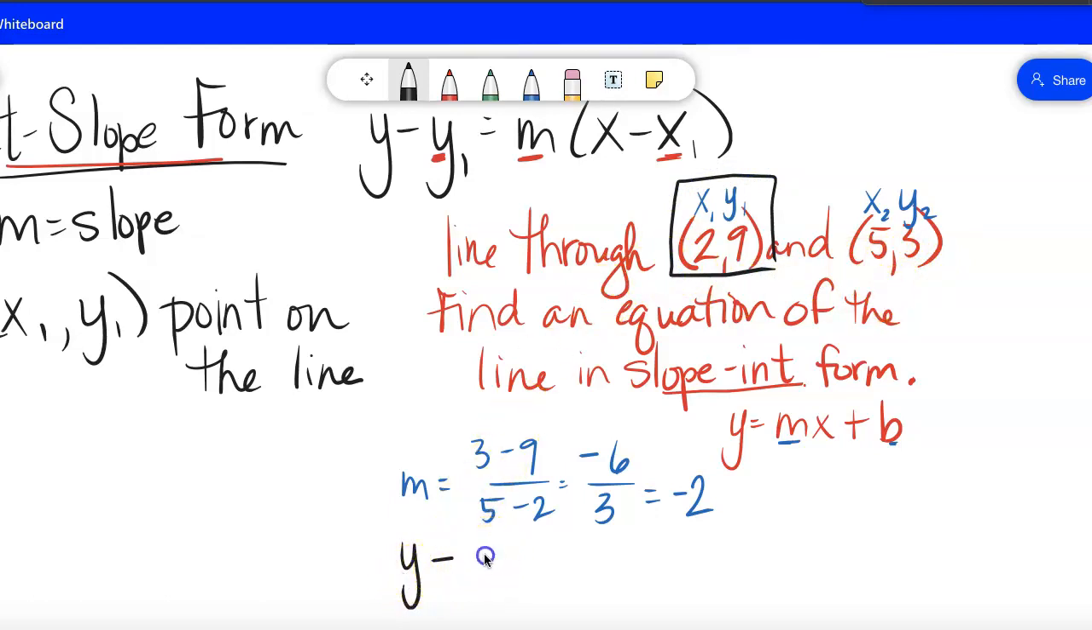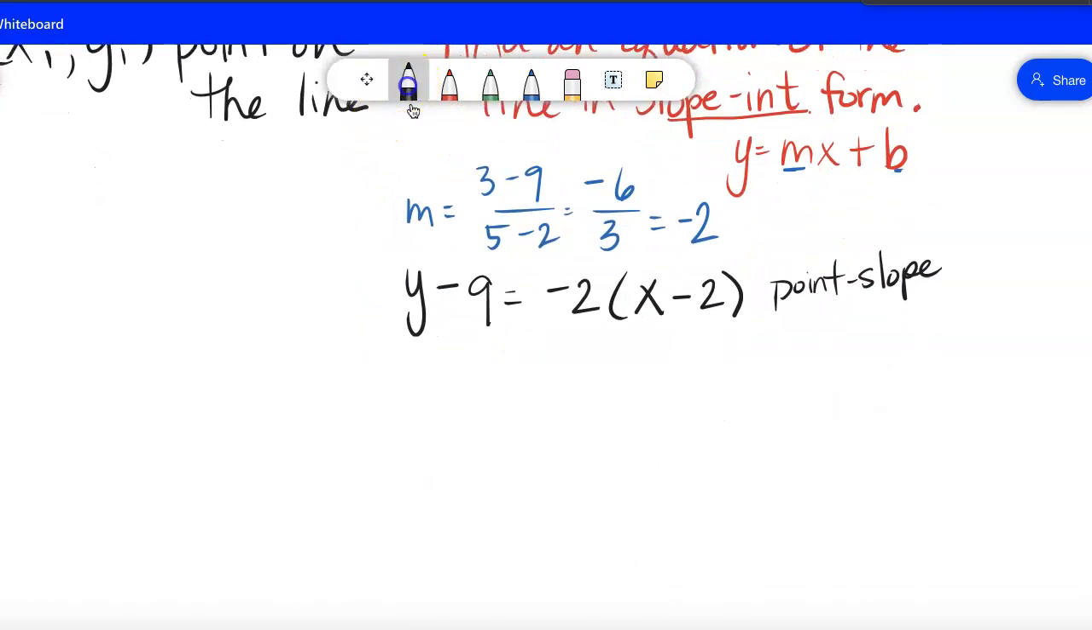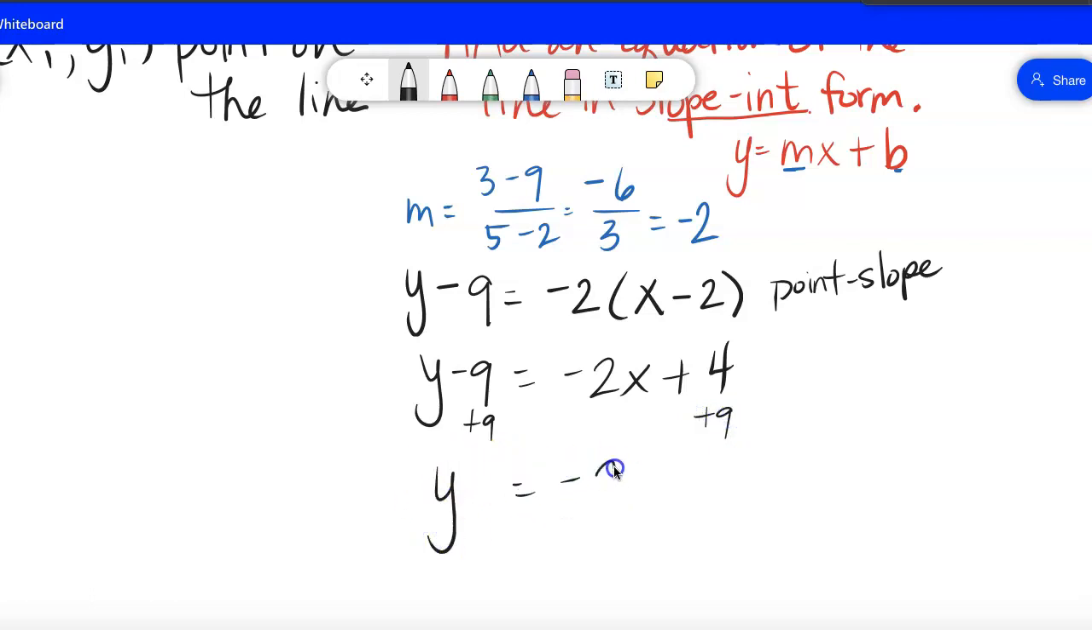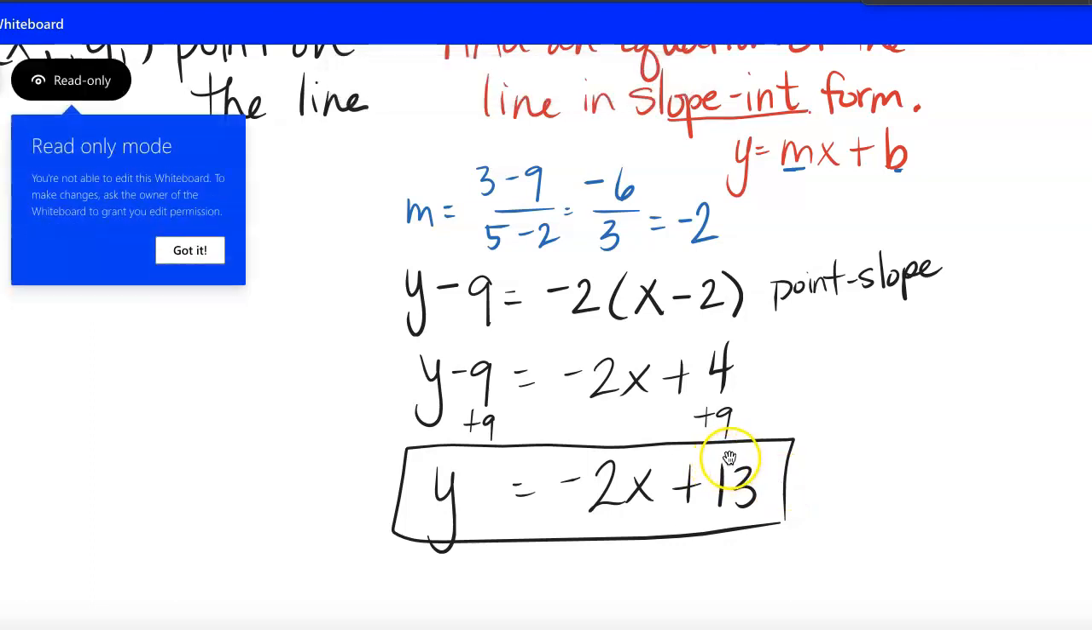So I've got y minus 9 is equal to, we put our slope where m is, x minus x1. So this is point slope form, so we're not finished. That is not how they want our answer. So I'm going to distribute that negative 2. And then I'm going to add 9 to both sides because I want to get that y all by itself. So now this is in slope-intercept form. y is equal to negative 2x plus 13. All right.